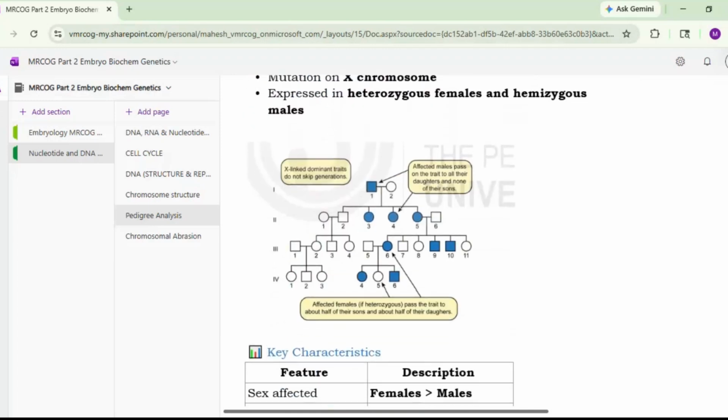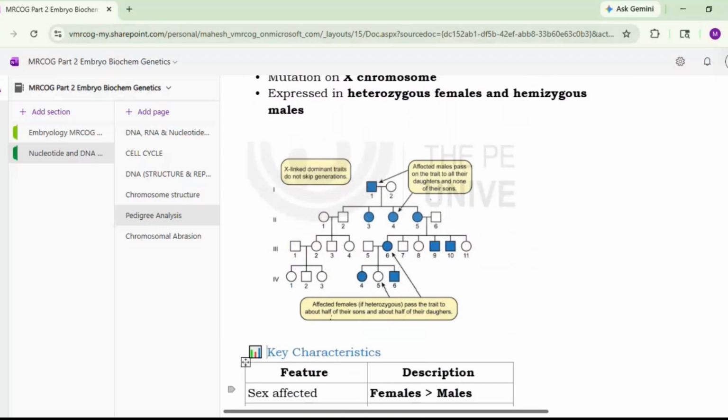So this is the pedigree of X-linked dominant. X-linked dominant traits do not skip the generation. There is no skipping of the generation. Affected males pass on the trait to all their daughters and none of their sons. So this will transmit to all the daughters, but none of the sons will get affected. Affected females, if heterozygous, pass the trait to about half of their sons and half of their daughters. So this will then transmit to half of their sons and half of the daughters.